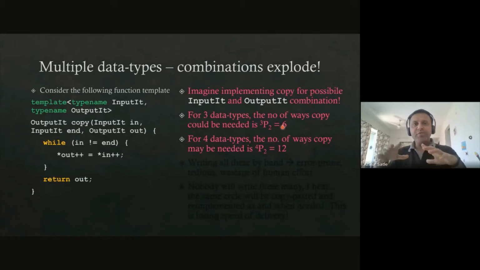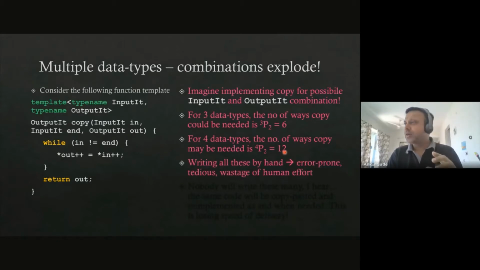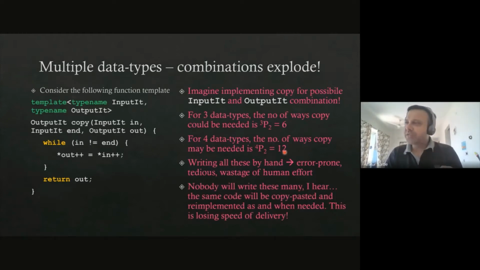If instead you have 4 data structures, the problem of combination just keeps on increasing. It goes to 12, and this is exactly what you don't want to do by hand. Writing all these by hand is copy paste and not what a man is born to do, right? It's error prone, it's tedious, wastage of human effort.